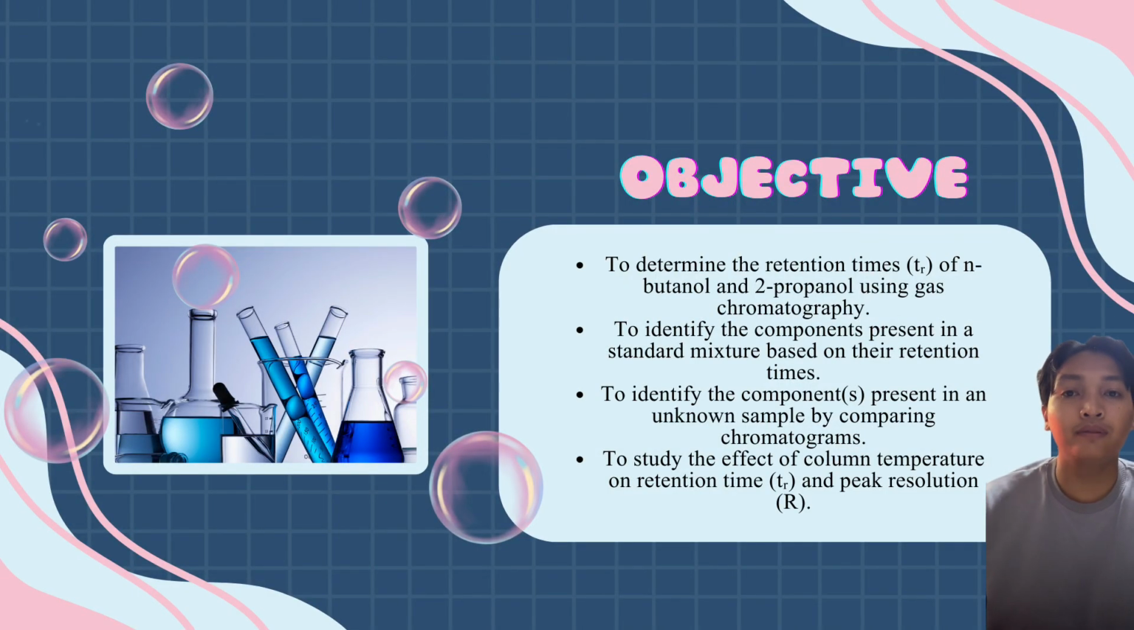Now, the objective of this experiment is, first, to determine the retention time of N-butanol and 2-propanol using gas chromatography. Second, to identify the components present in a standard mixture based on their retention time. Third, to identify the components present in an unknown sample by comparing its chromatogram with the standard chromatograms. Finally, to study the effect of column temperature on the retention time and peak resolution.